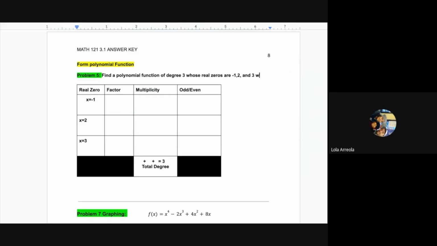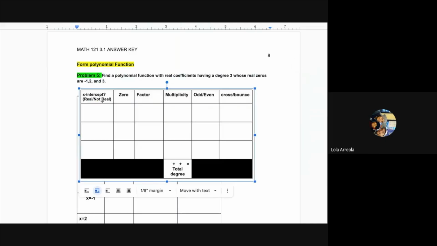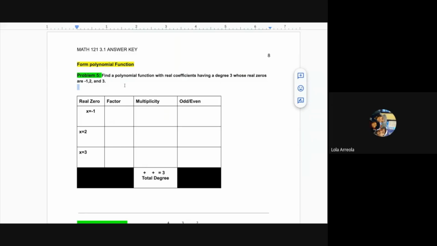And it wants me to write this not with a coefficient. This is another version. Okay, so this is all it's asking for. Here, I'll actually copy down exactly what the problem says for problem 5. Okay, this is the exact problem. Find a polynomial function with real coefficients having a degree of 3 whose real zeros are -1, 2, and 3. So same thing applies. Degree is 3.